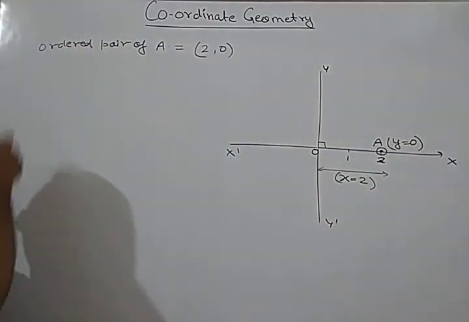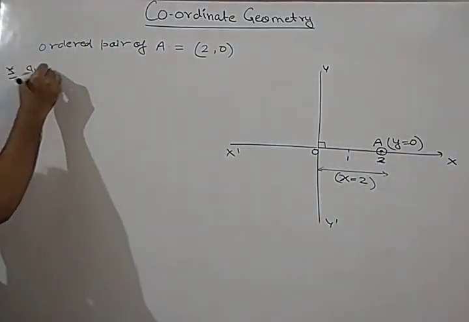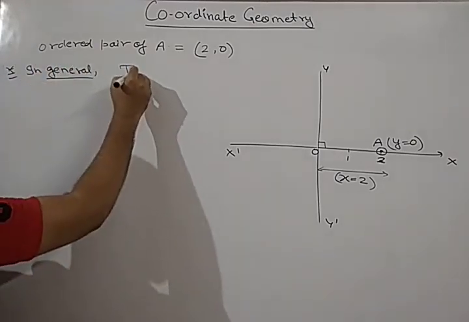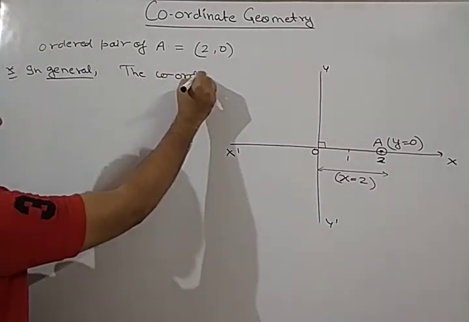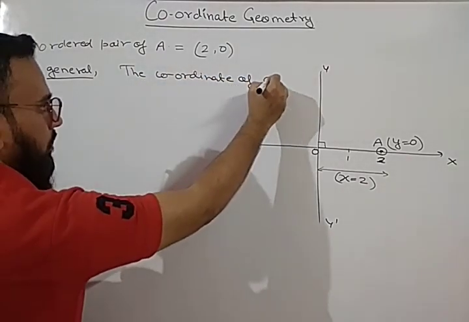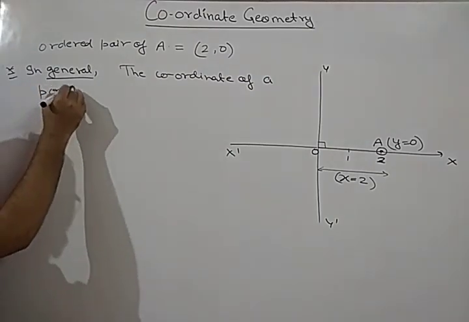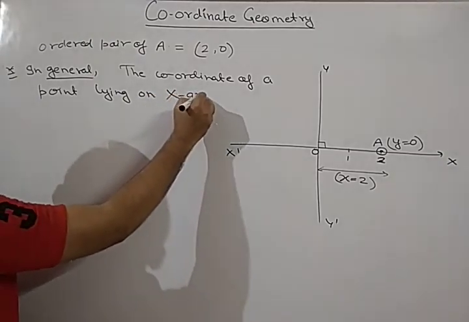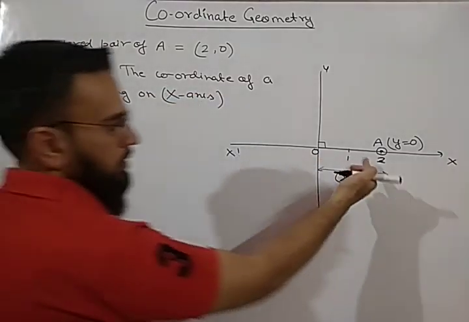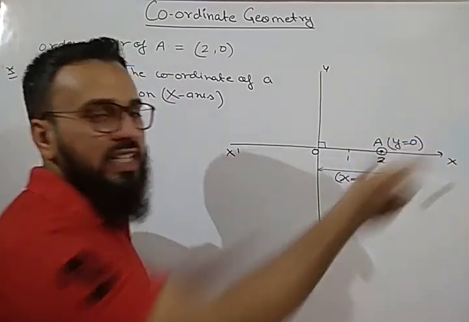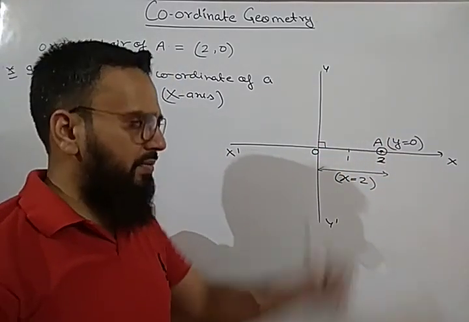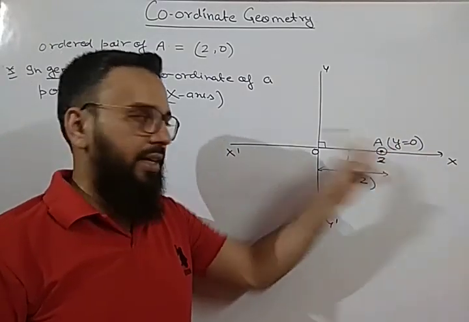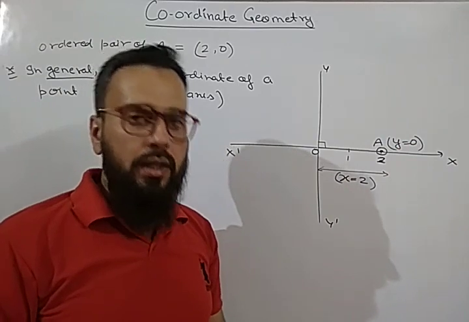So in general, the coordinate of a point lying on the x-axis, like this. This point is lying on the x-axis. It may be on the positive x-axis or the negative x-axis. That will depend on the question. If it is on the positive x-axis, then we will take the value with a plus sign. If it is on the negative x-axis, then we will take the value with a minus sign.